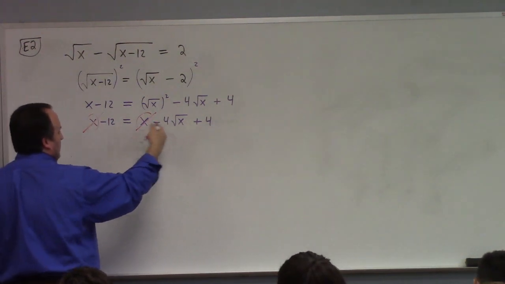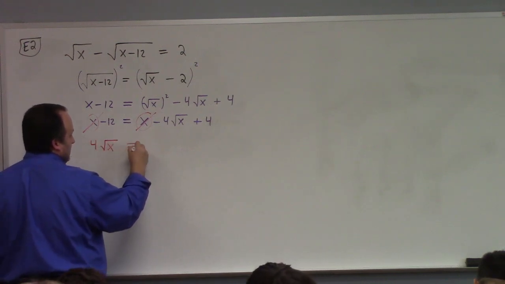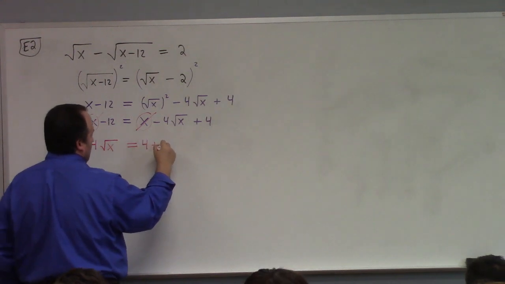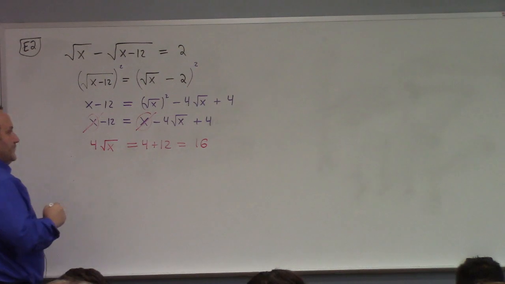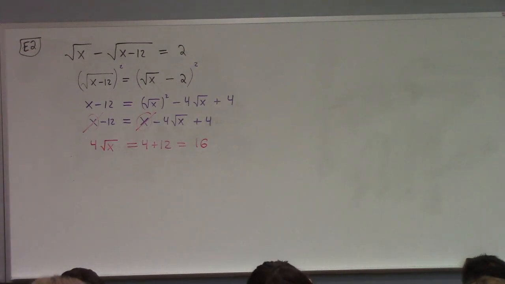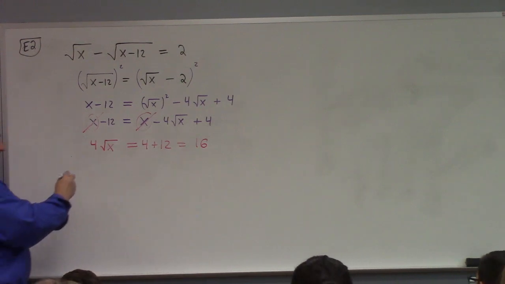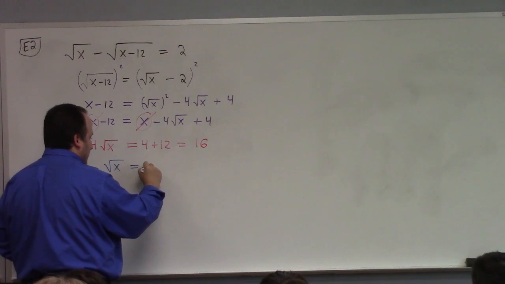And I'm going to put this to the other side. I get 4 times the square root of x equals to what? 4 plus 12, also known as 16. And then I suggest we divide the equation by 4, since there's a common 4 on both sides. Does that seem reasonable? Yep. So we get square root of x is equal to 16 over 4, which is 4.